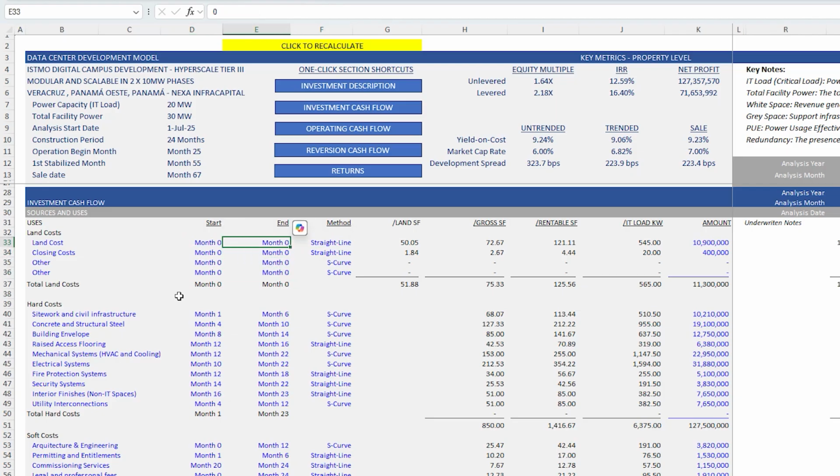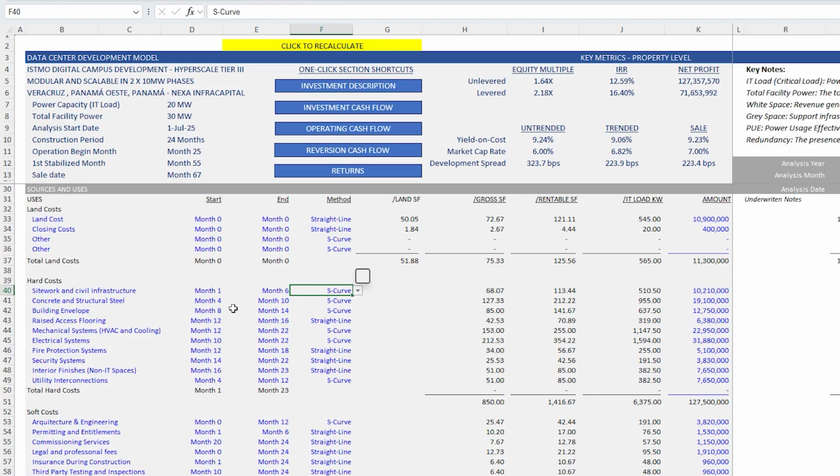And so if a line item is going to be used over a longer period of time, this makes more sense in hard cost, but in land, generally all of it happens at one time. And in this scenario, it all happens at the very beginning of the analysis. And then you have 3 methods for modeling this out: straight line, S-curve, or detail. It'll make more sense when we look at hard costs. So again, we have a start and an end.